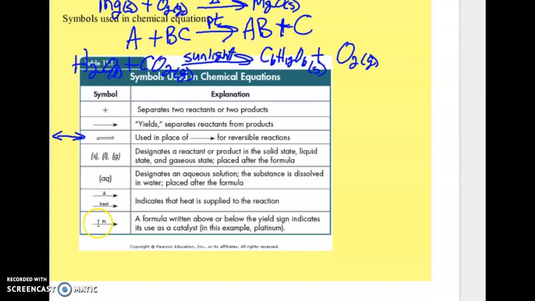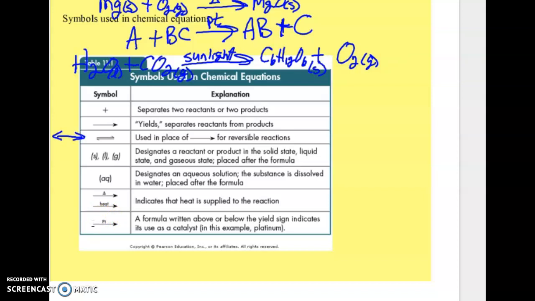So sometimes something is necessary in a reaction, perhaps as a catalyst, in order for the reaction to occur, but that's not actually used up in the reaction. So we just write Pt, which is actually platinum. Sometimes platinum can be used as a catalyst in certain reactions. So that's the example that they give you here.